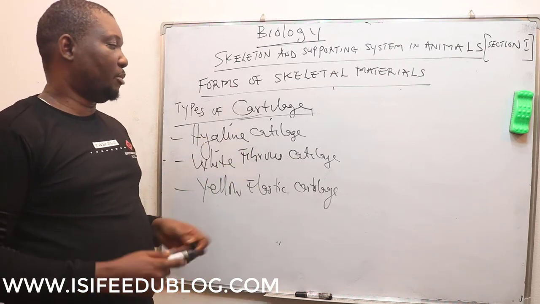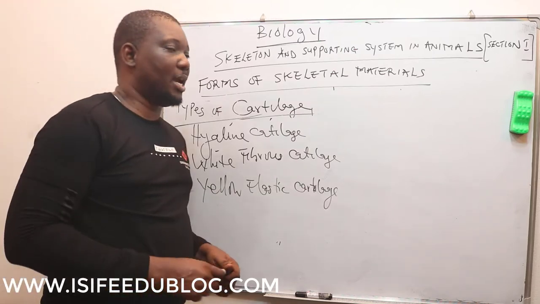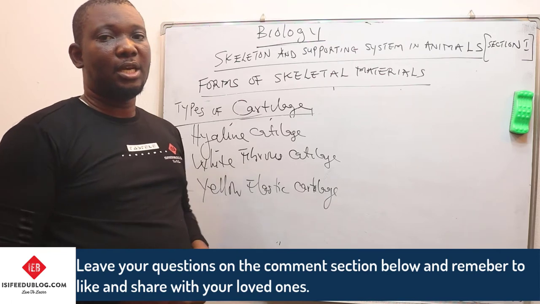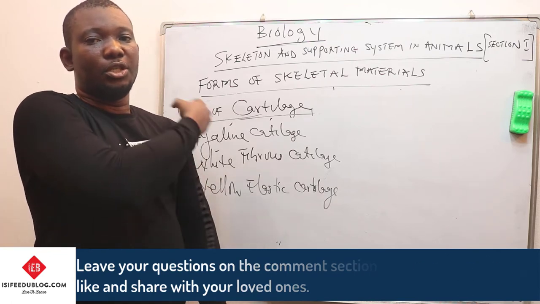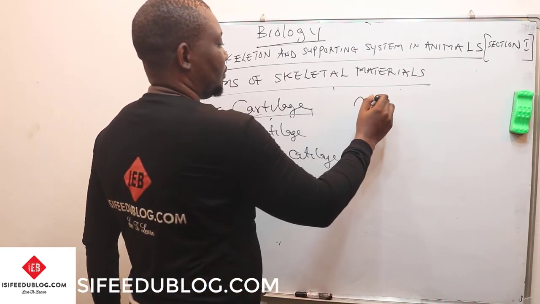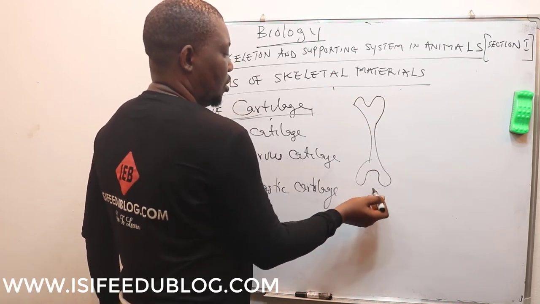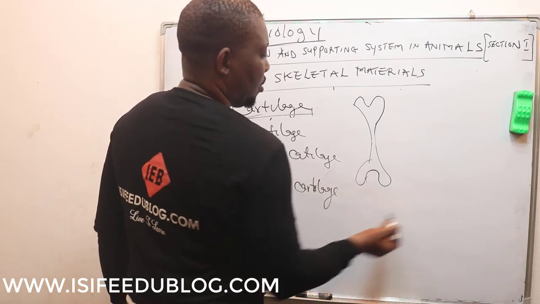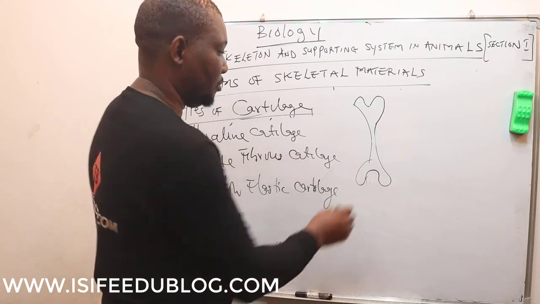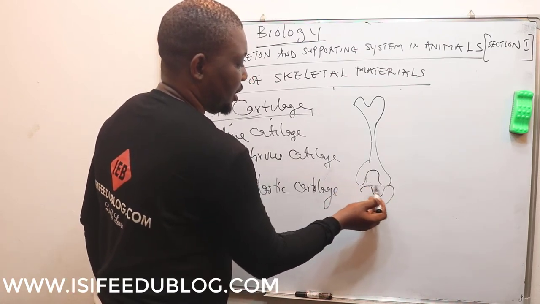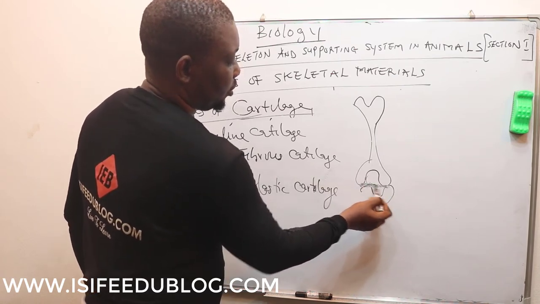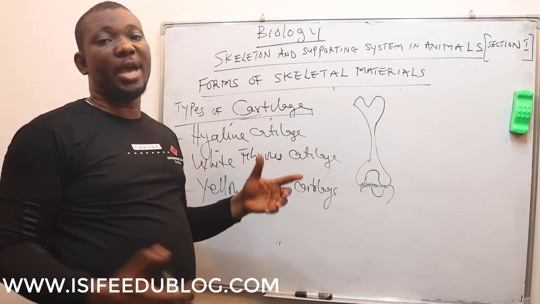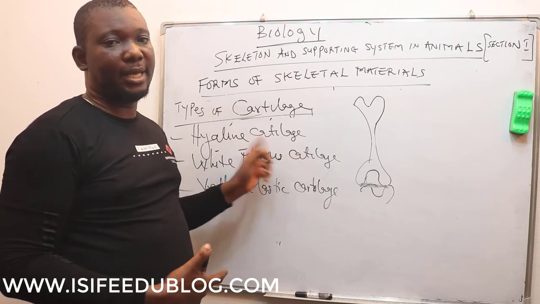The hyaline cartilage is a form of cartilage that is found at any point where there is an ending of bones, or where two bones are meeting, like the shoulder bones, the humerus and the shoulder blade, or the humerus and the bones of the lower forelimb, the ulna and radius. At the meeting point of two bones there is a soft cartilage that cushions the effect, serves as a shock absorber between the two bones, and prevents friction. That is hyaline cartilage.